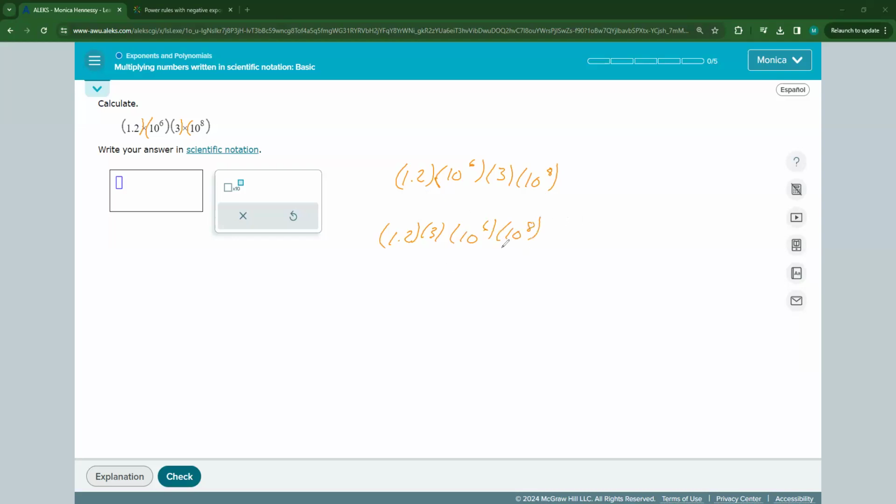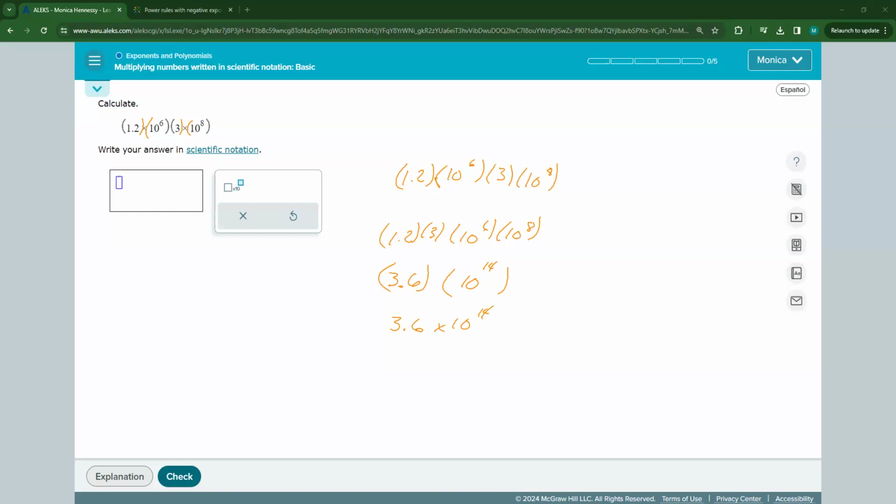I know when I have things with the same bases, I can add their exponents. So this is going to be 10 to the 14th. And 1.2 times 3 is really just 1 times 3 plus 0.2 times 3, or 12 times 3 with a decimal in between. So this is 36, or 3.6, sorry. And then I'm going to change back from my parentheses. I'm going to go back to the x for the times. So this is going to be 3.6 times 10 to the 14th.